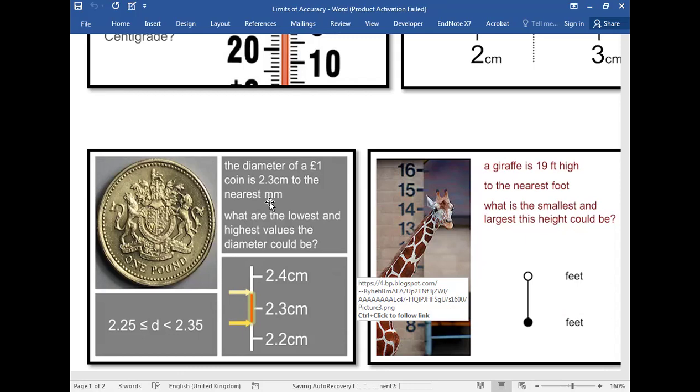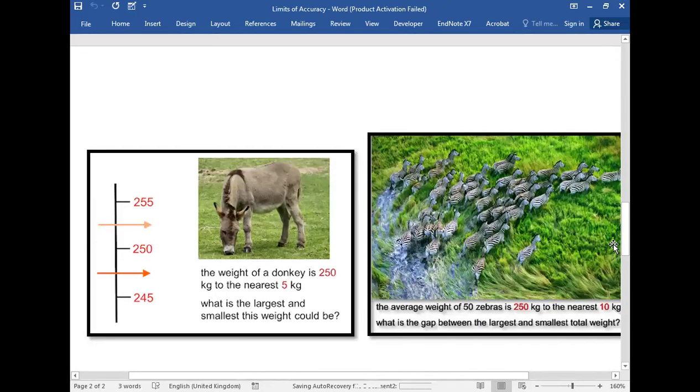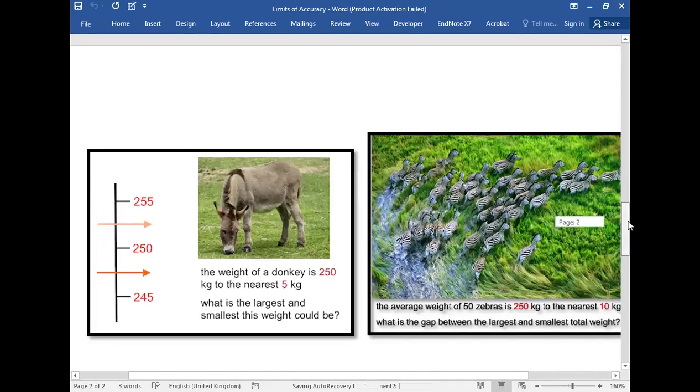अब nearest क्या था? 5. 5 divided by 2 is 2.5. 2.5 add करो 85 में, subtract करो, you'll say your weight is less than 87.5 and greater than or equal to 82.5. So 82.5 is called the lower bound and 87.5 is called the upper bound. Is this clear or not? These are very simple lower and upper bound for directly measured values.